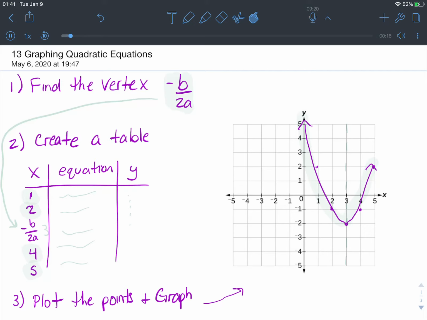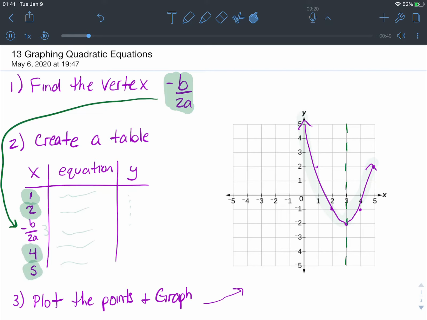So in our equation, we have A, B, and C. And the first thing we want to do is find the vertex with negative b over 2a. That point, that number, is pretty important because that is going to be your line of reflection. That's your center point. So what we do is we take that value and we put it right in the middle of the table. So we're going to pick 2 numbers smaller and 2 numbers larger.